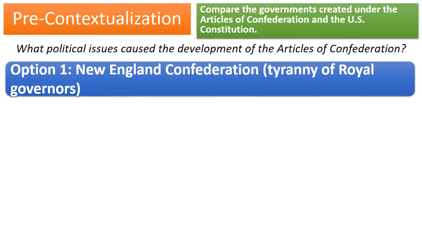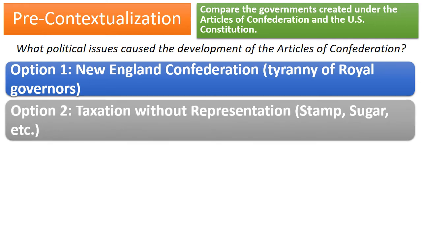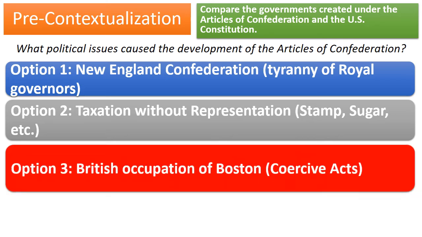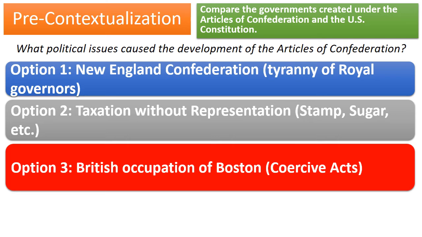Option number 1 is the New England Confederation. Here you're going to talk about the tyranny of the royal governors and combining the New England colonies into one political unit. Option number 2 is you could talk about taxation without representation, the different taxes levied on the colonies by the British: Stamp Act, Sugar Act, Tea Act, etc. Okay, all these are going to be a good cause of why they would write the government in the Articles of Confederation. Option 3 is going to be the British occupation of Boston.